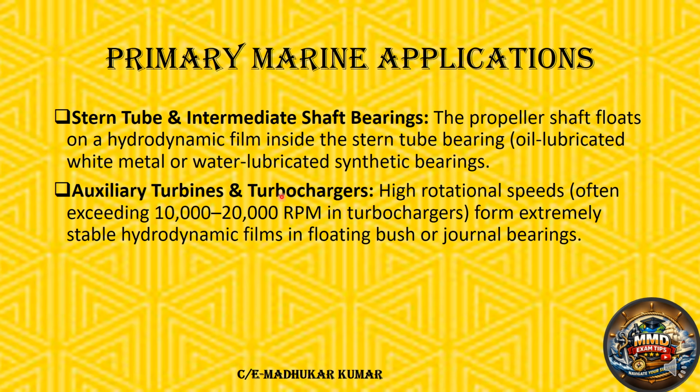Turbines and turbochargers, auxiliary turbines, high rotational speed, 10,000 to 20,000 RPM. Generator turbochargers are high speed. Main engine turbochargers are even less, but that is also in between the range of 10,000 to 20,000, maybe 12,000, 13,000 RPM at high speed. So this also creates the hydrodynamic wedge and the separation between the journal and the bearing. So turbines and turbochargers also have hydrodynamic lubrication.